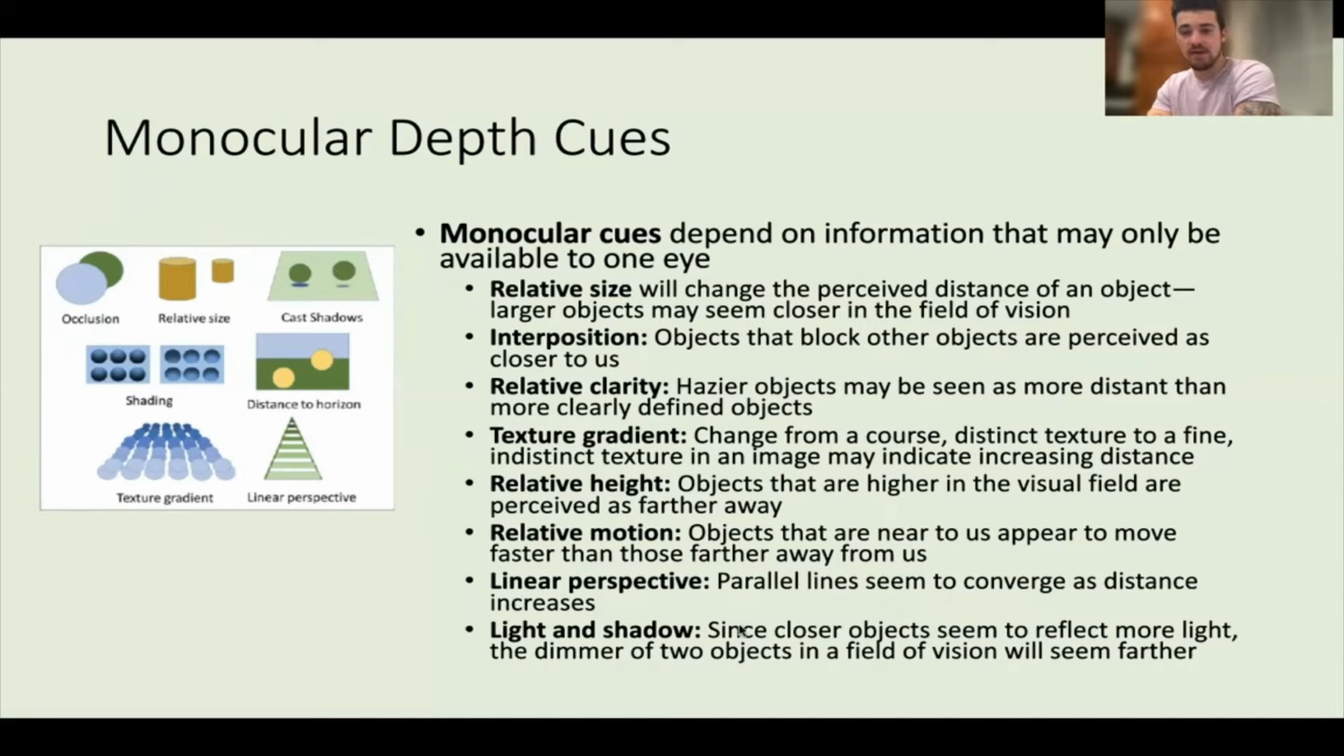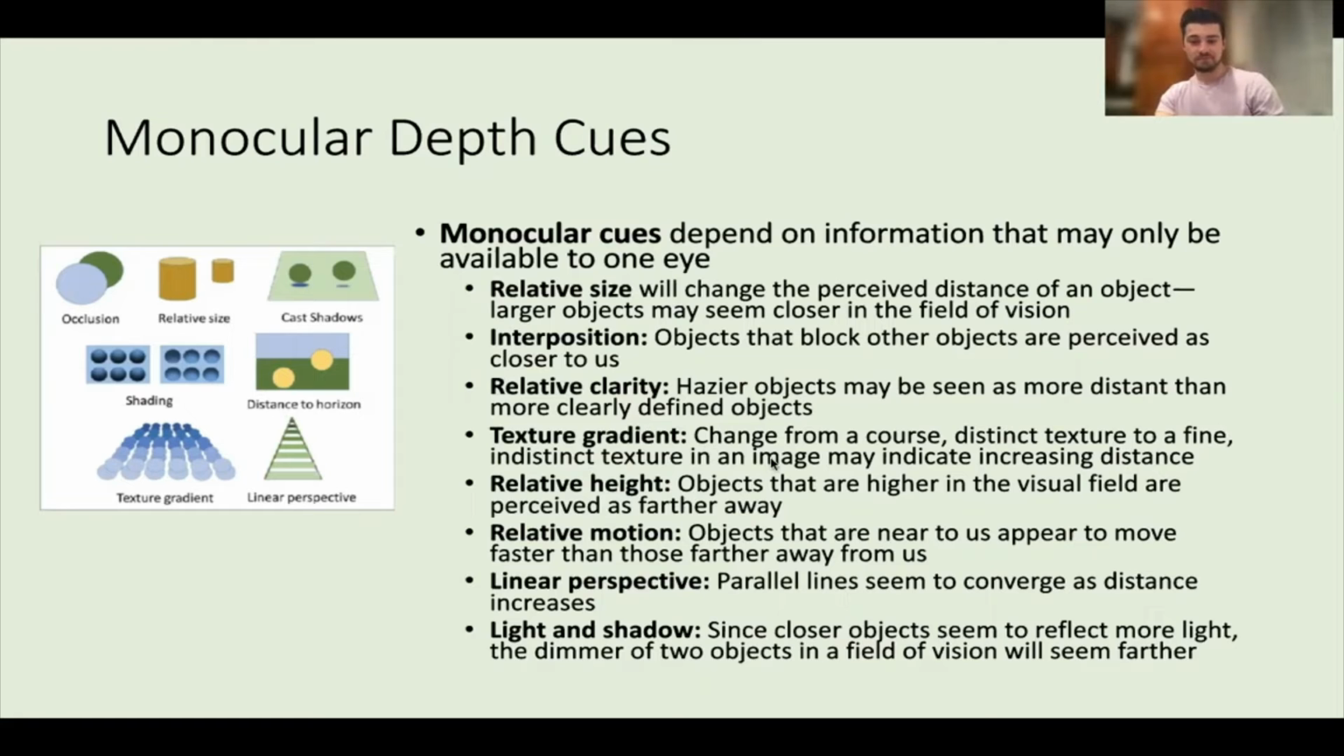Linear perspective, parallel lines seem to converge as distance increases. So we do have that one over here. Linear perspective, we interpret this as a road that is going farther away. It's increasing its distance from the viewer. So we would accept these as parallel lines, even though in our field of view, we see that they're converging. So that's linear perspective. That gives us the impression that these are parallel lines that are increasing their distance from the viewer.